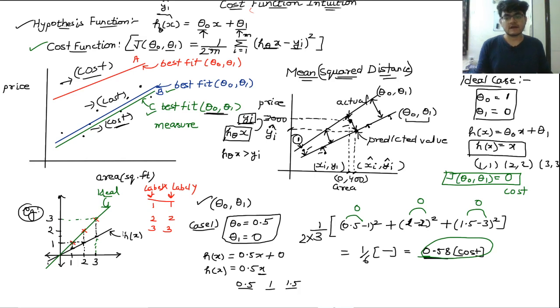So if someone asks you out of this line and this line, which one is a better one? Then you can say, I have calculated the cost, and the cost is minimum in this case. So obviously this case is better, so I'm going to use this case. In this case, the value of theta 0 is 1 and theta 1 is equal to 0, and the function is h(x) equals x. So that's how we try to find out the best fit for a dataset. That's the whole work.